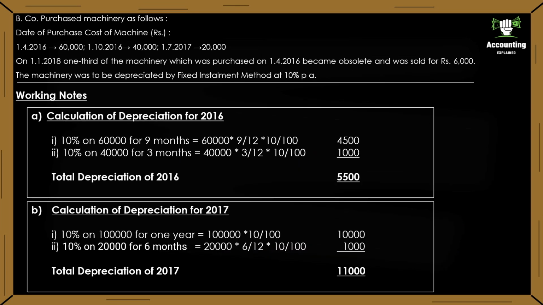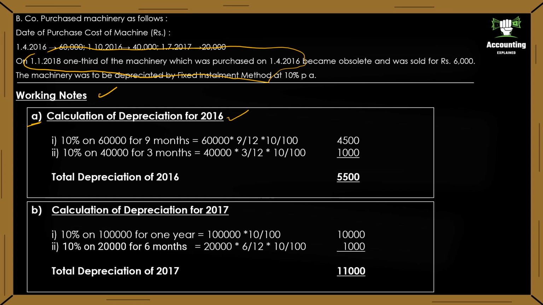Before opening the machinery account, we are going to do some working notes. That is, we are going to first find out depreciation for 2016, 2017 and 2018, and then we are going to find out whether we have got loss or profit on sale of this machinery, which was sold on 1/1/2018. First we will proceed to the calculation of depreciation for 2016. That is our working note A.